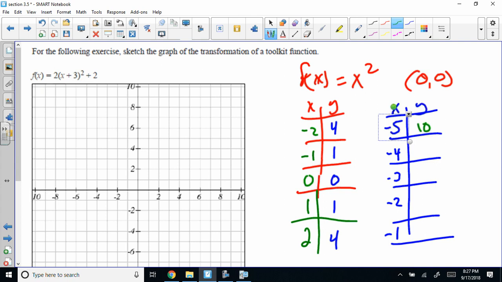So we're multiplying our output by 2 and adding what? 2. Output's 4. 4 times 2 is what? 8. 8 plus 2 is what? 1 times 2 is what? Plus 2 is what? 4.